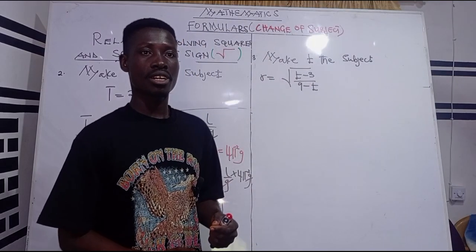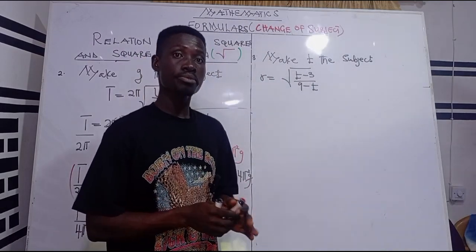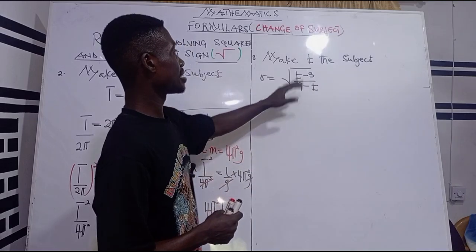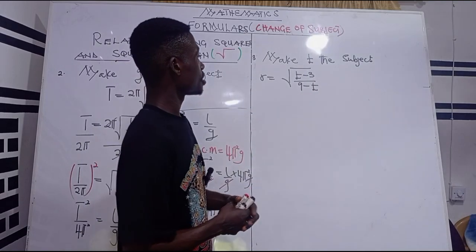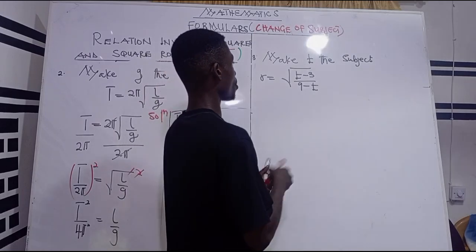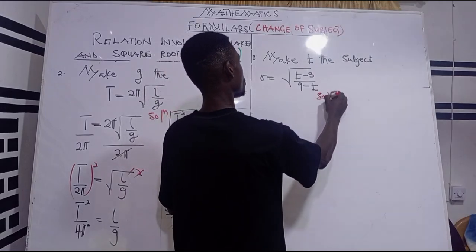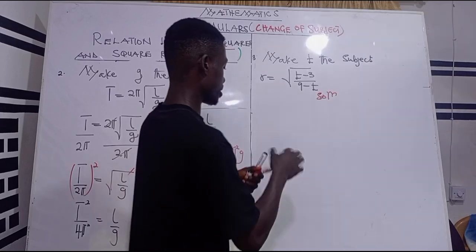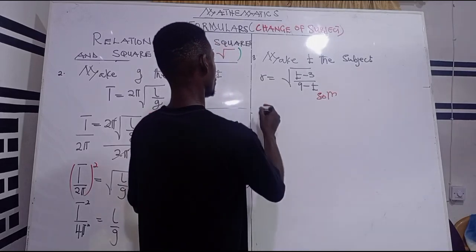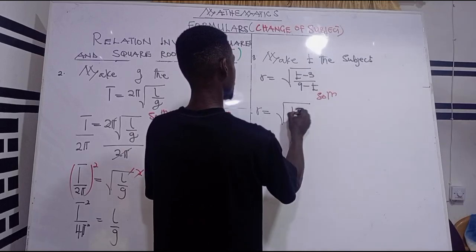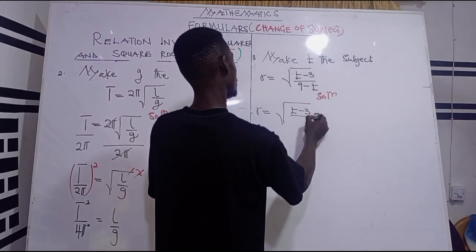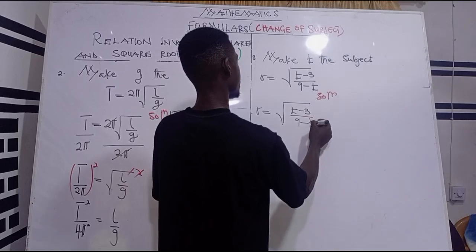So we have our third example. We are to make t the subject of this very equation or relation. So let's solve it together. Solution. Let's rewrite the question. So we have our r is equal to the square root of t minus 3 all over 9 minus t.